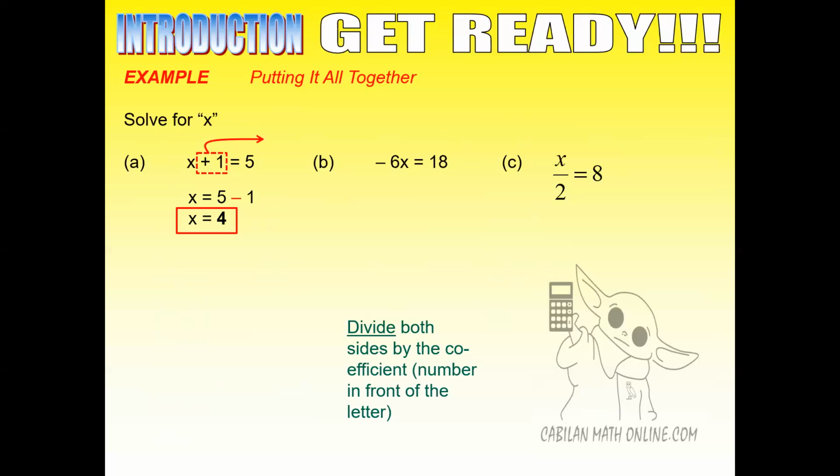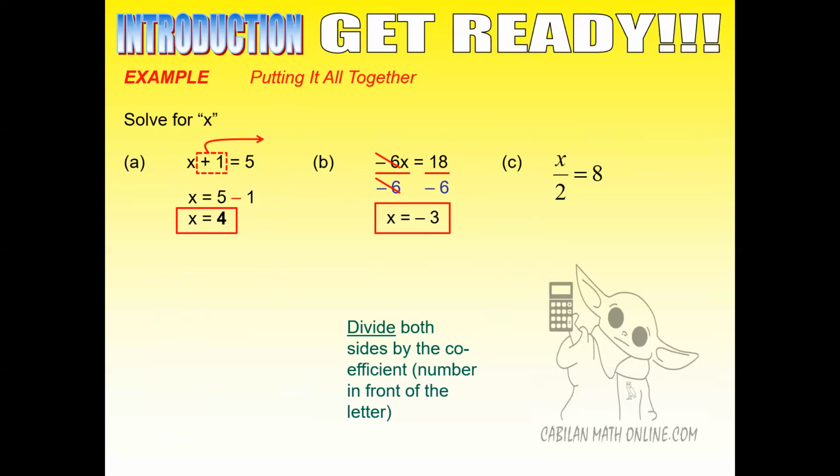So what we're going to do here is divide both sides by -6. The reason for that is that when we divide both sides by the number that's attached to the letter x, that's going to cancel out the -6's on the left side. And then 18 divided by -6 gives me -3.